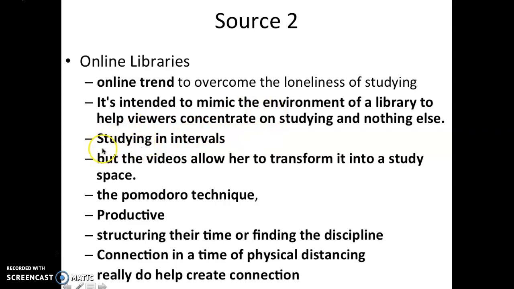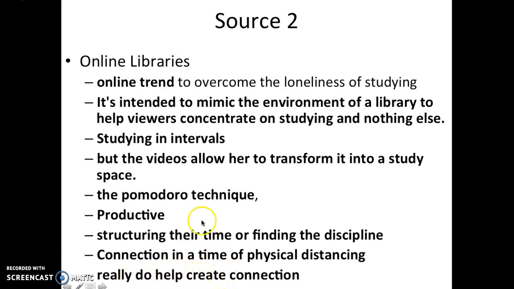The reason why they're doing this is because most of the time students study in intervals. Videos allow you to transform your room or your computer screen into a study space. Now they talked about the Pomodoro technique. They talk about being productive. They talk about how it helps them structure their time and find the discipline to study. Another element that is mentioned is that students like it because they can connect in a time of physical distance. They can connect online. It really does help create connection.